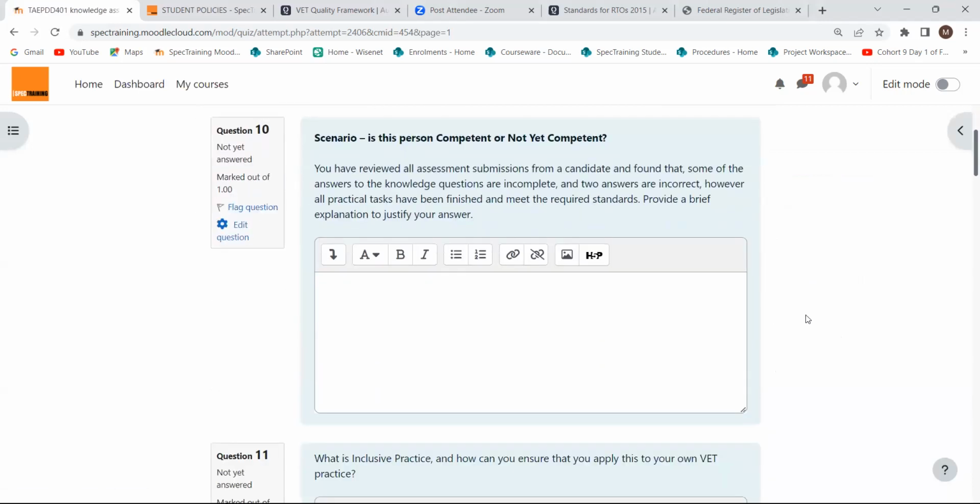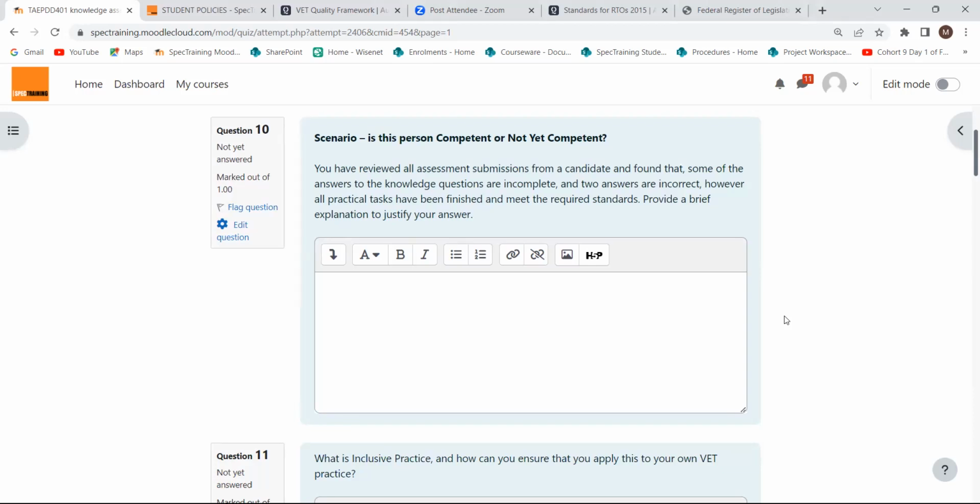So question 10, it says scenario, is the person competent or not yet competent? You have reviewed all assessment submissions from a candidate and found that some of the answers to the knowledge questions are incomplete and 2 answers are incorrect. However, all practical tasks have been finished and meet the required standard. Provide a brief explanation to justify your answer. Well, it's a pretty clear-cut answer. The student is not yet competent. I mean, it is what it is.